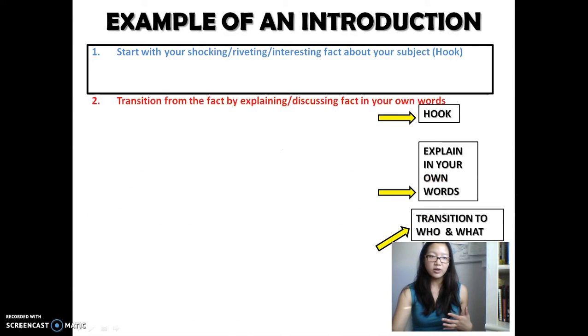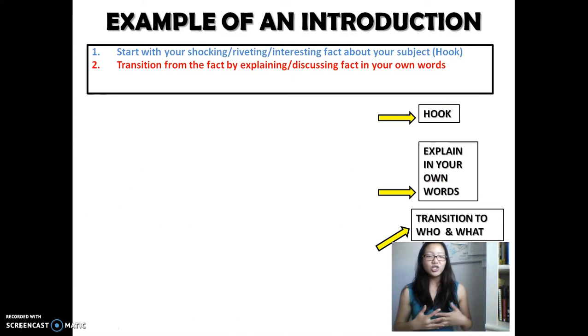The second part is to follow through by transitioning from the fact and by explaining or discussing that quote or that story, or whatever type of hook that you used right at the start of your essay, in your own words. And this transition should simply summarize it, but also lead the reader. Hold the reader's hand and mind in terms of how he or she is weaving through your essay.